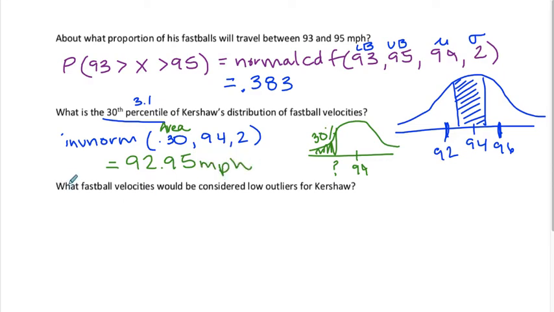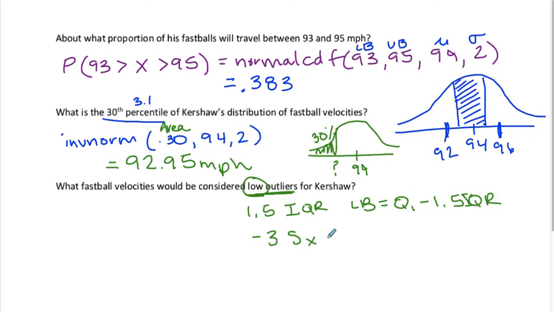And on the last part, it says, what fastball velocities would be considered low outliers for Kershaw? All right, so if we were thinking of low outliers, there's a couple ways that we could do this. We have our 1.5 IQR rule, and that would say our lower bound is quartile 1 minus 1.5 times the interquartile range. And so this is how we would identify those low outliers. We could also use 3 standard deviations below would also be our outliers.